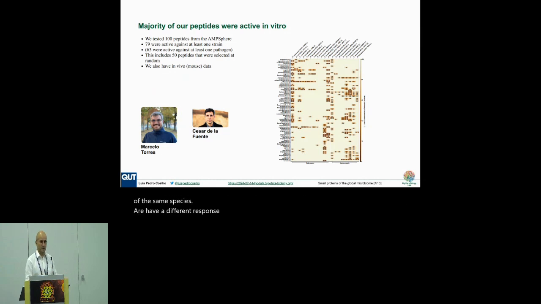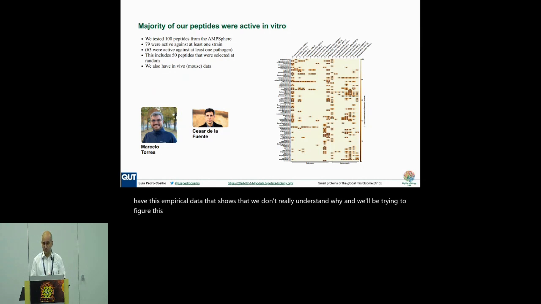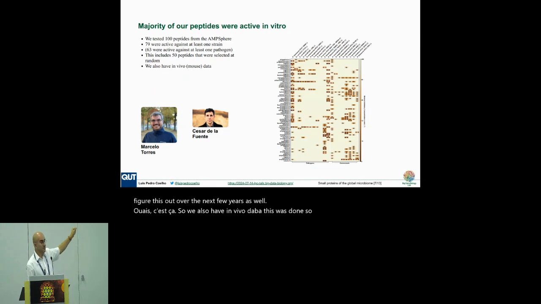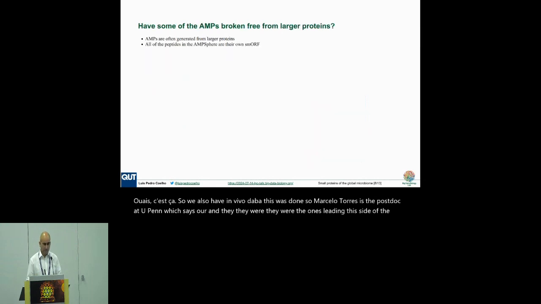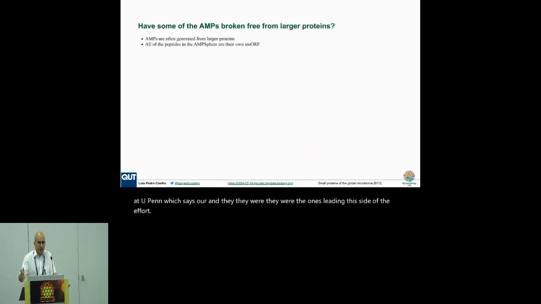And that's actually a really interesting question. We have this empirical data that shows that we don't really understand why, and we'll be trying to figure this out over the next few years as well. Why is this happening? So we also have in vivo data. This was done by Marcelo Torres, the postdoc at UPenn with Cesar, and they were the ones leading this side of the effort.